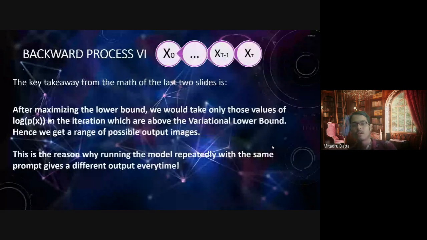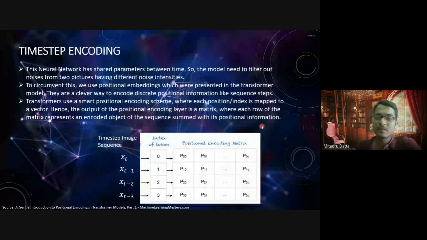So now we would discuss something known as time step encoding. This is not specific to Stable Diffusion, but it is very important for Stable Diffusion also. You might have seen this time step encoding in some other transformer architectures maybe. This neural network has shared parameters between time steps. I told you this fact previously also.